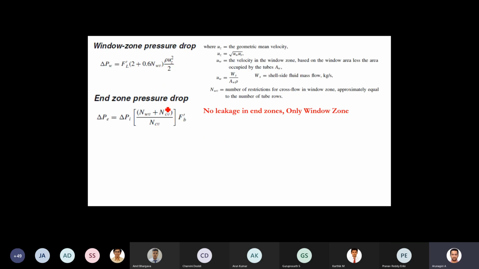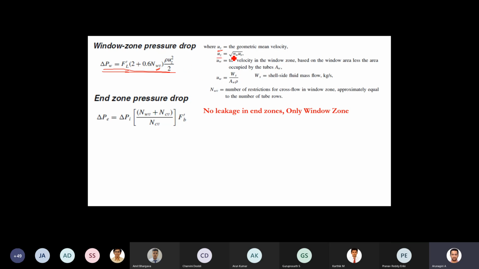Next is the window zone pressure drop. In the window zone pressure drop, delta PW is FL dash, and here it accounts only the leakage. So in the window zone we have only the leakage stream, no other streams. So FL dash into (2 + 0.6 NWV), that is the number of vertical tube rows in the window zone, into rho UZ square by 2. UZ is the geometric mean velocity in the window zone.